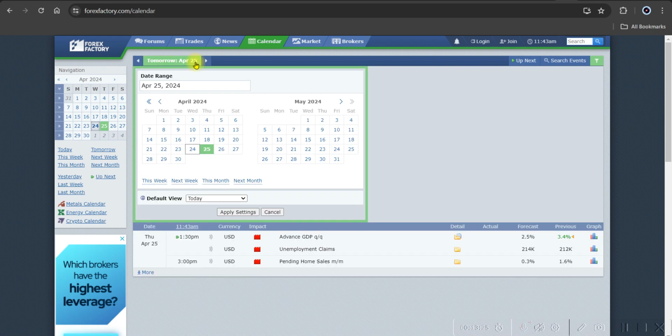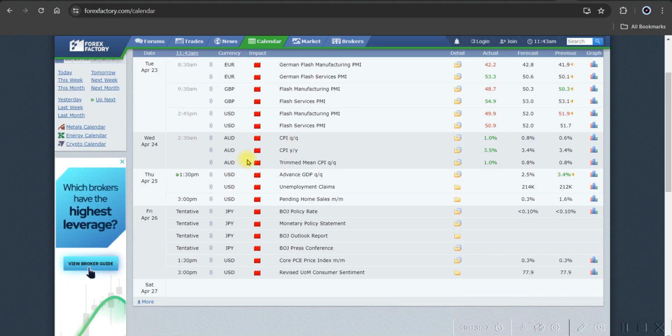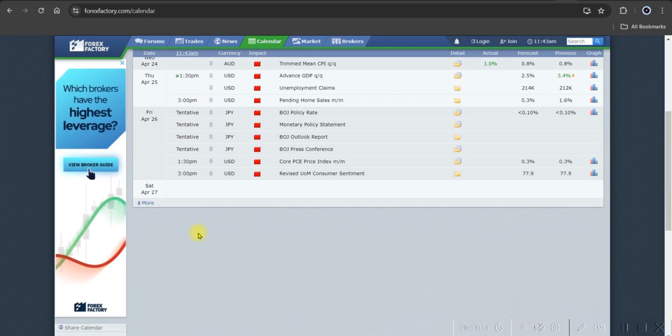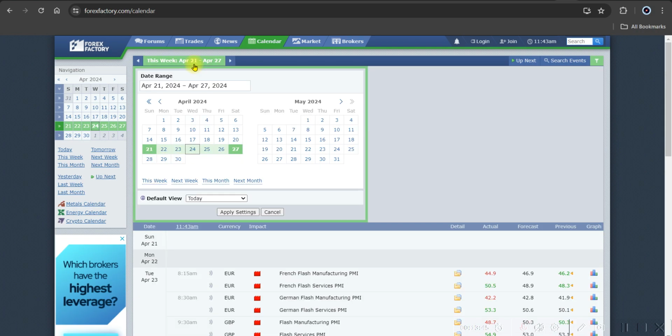So you can also check for the whole month or for this week. So you can check for this week alone and you apply your settings. If you check from Monday, all this has been released Monday, Tuesday, Wednesday, Thursday, this is Friday, and so on and so forth. And you can actually check for the whole month. So it's just for you to change the setting to this month.